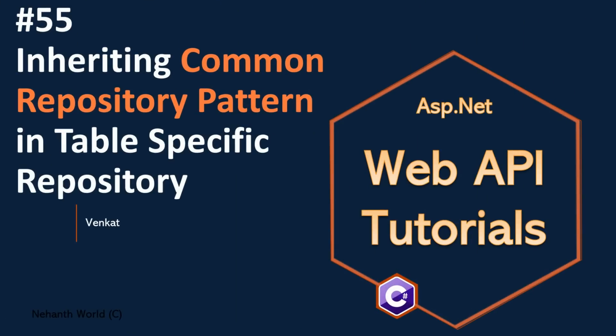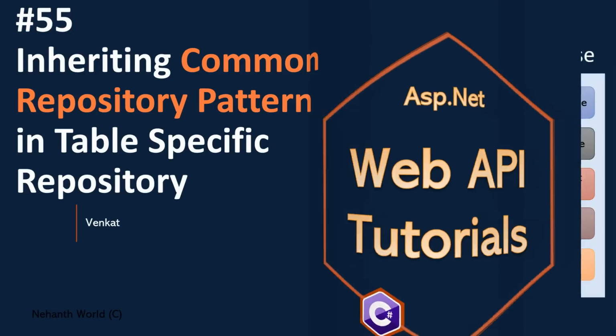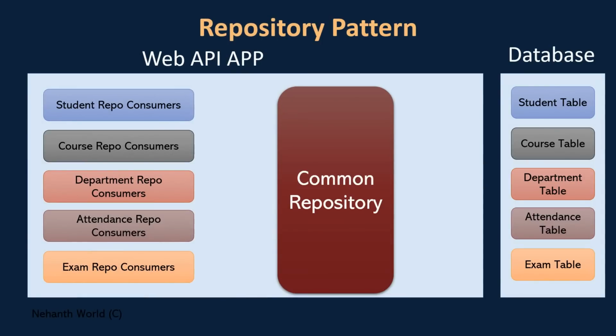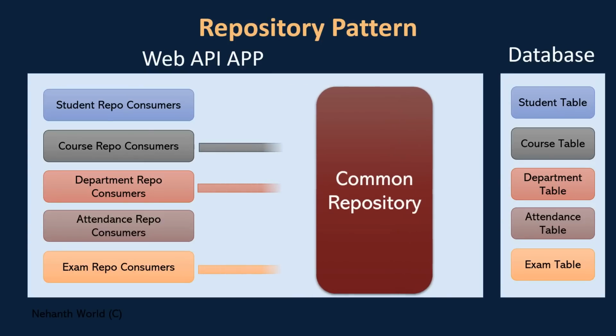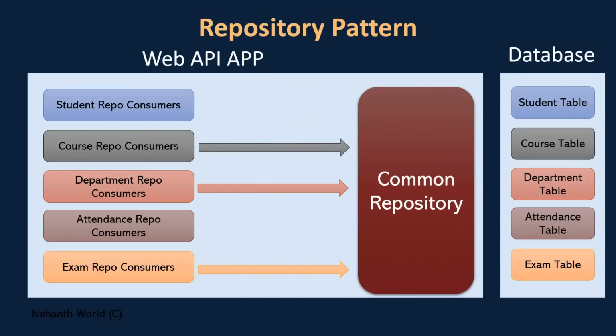In the previous video, we created a common repository pattern and used it in the student controller. In this video, let us extend this common repository pattern to implement the table specific functionality. This is the common repository pattern we built in the previous video. Using this common repository, we were doing the database operations in our Web API application.